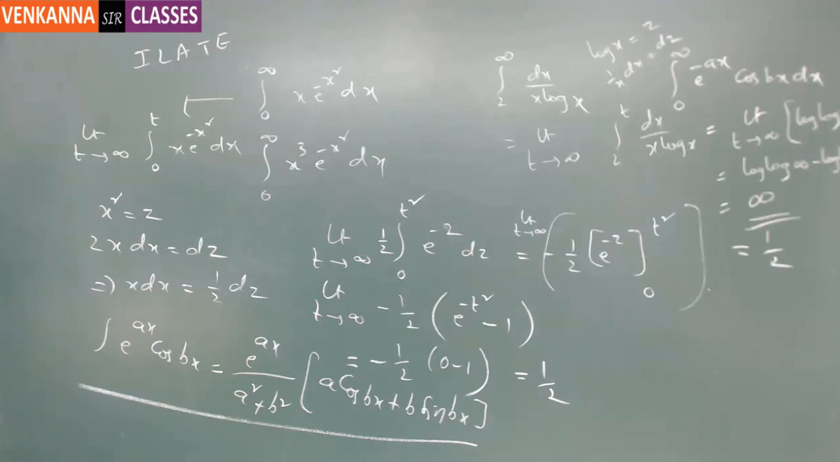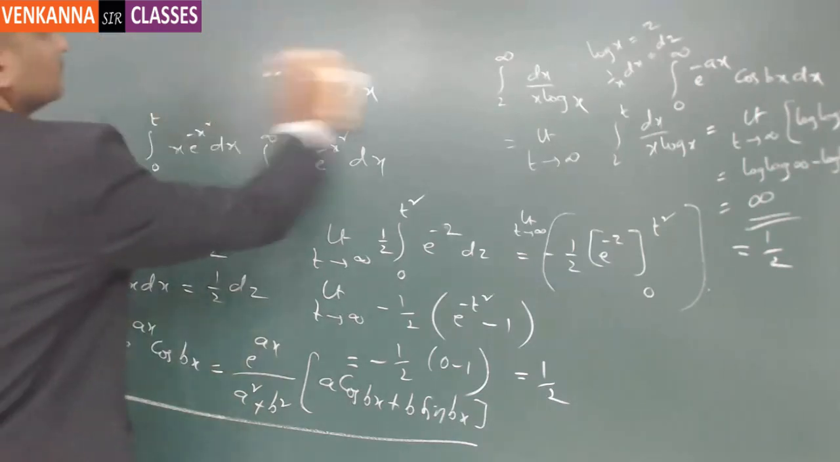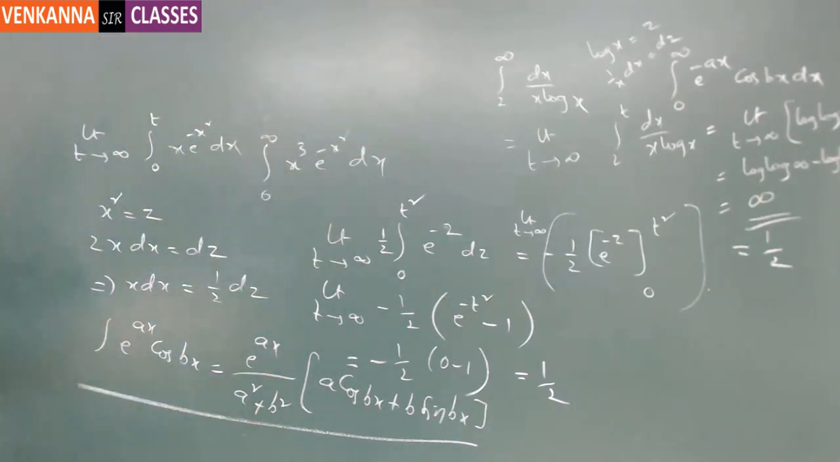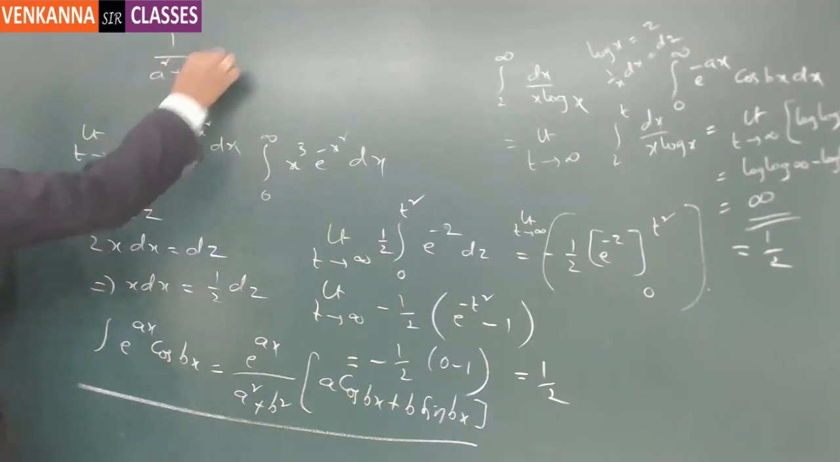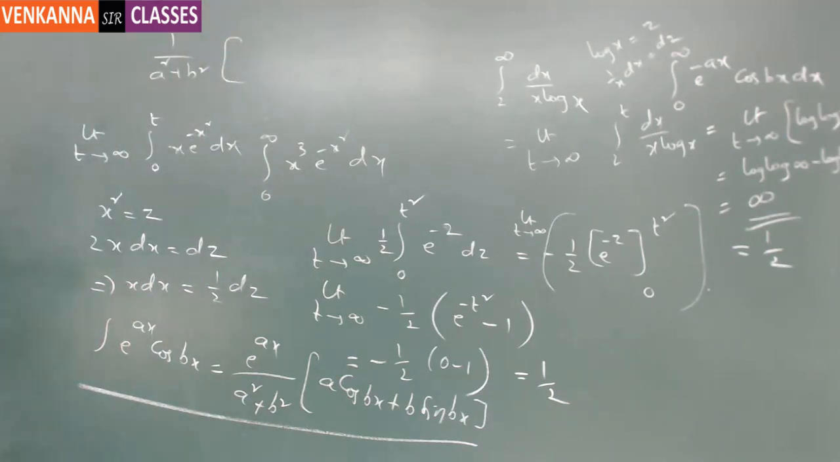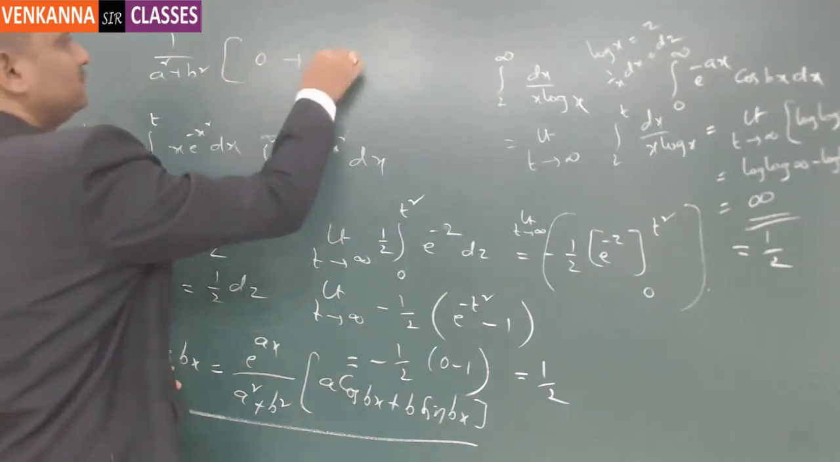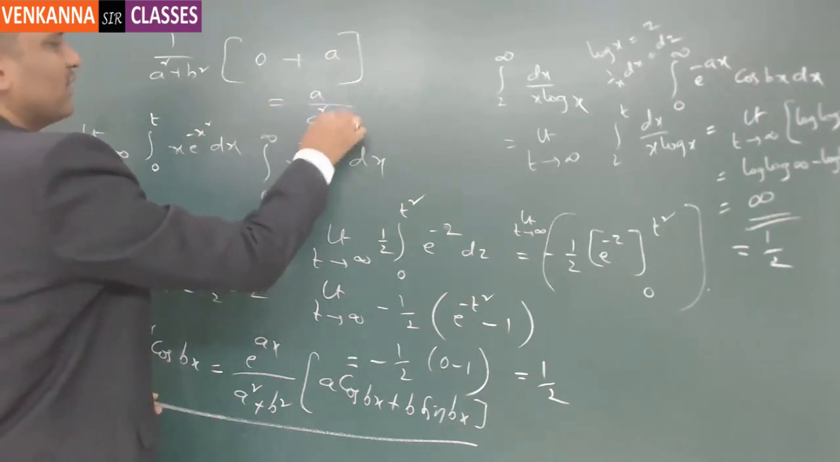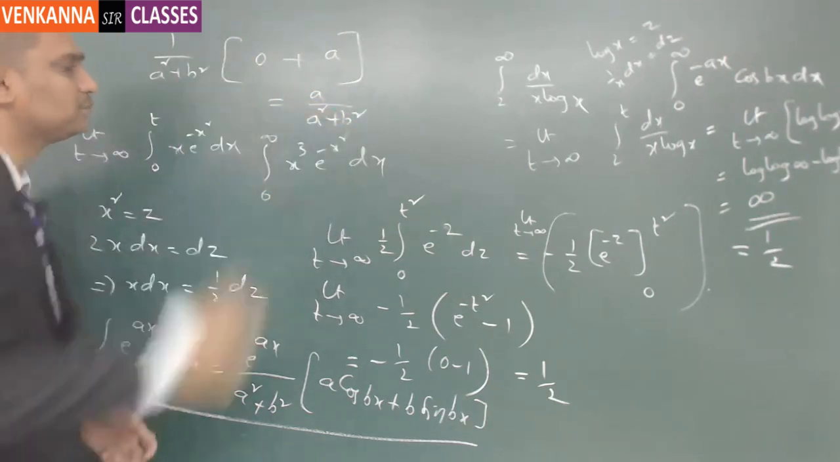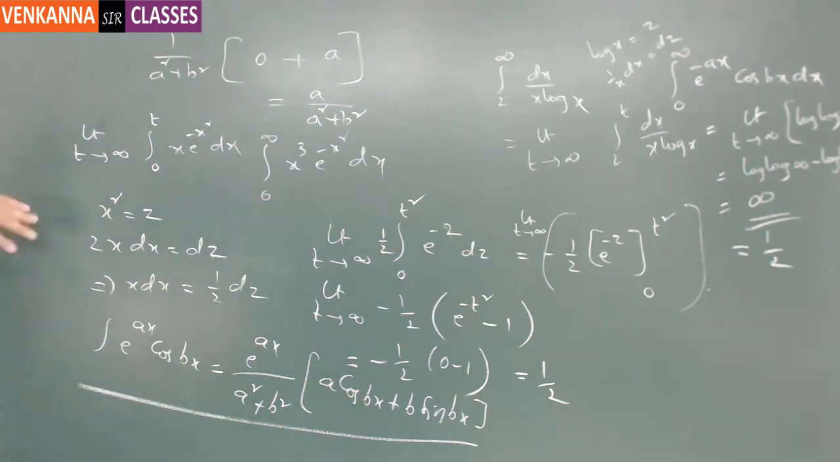Okay, and you will get the value as, I will give the solution for you. You are going to get the value as 1 by a square plus b square into, say, 0 plus a, nothing but a by a square plus b square, which is a finite quantity, hence the given integral is convergent.